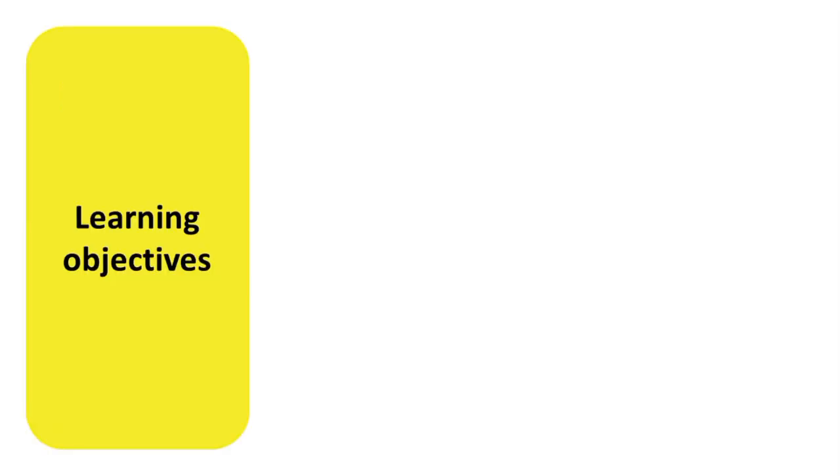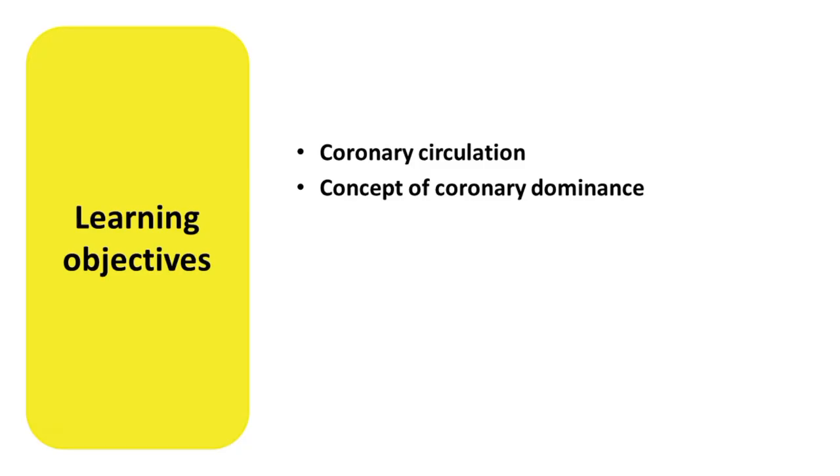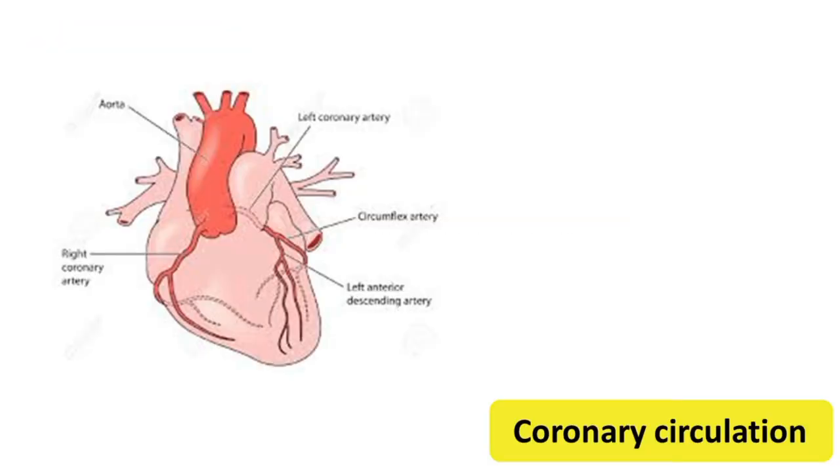The objectives of this session are to begin by understanding the anatomy of the coronary arteries and the concept of coronary dominance. I'll also give you a few applied anatomical aspects of coronary circulation. There are 2 arteries arising from the ascending aorta: the right coronary artery and the left coronary artery. So the 2 main arteries are the right and left coronary arteries. You can see here the right and left coronary arteries. They take origin from the aortic sinuses.